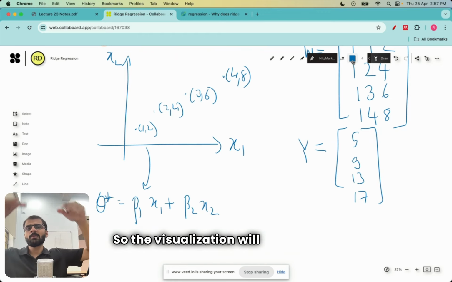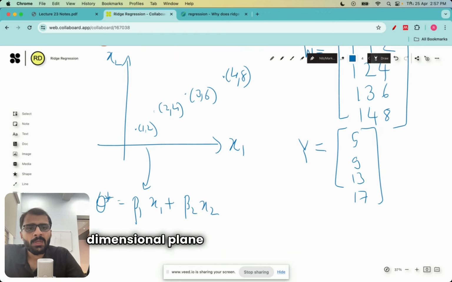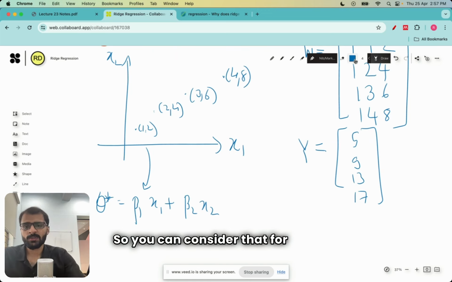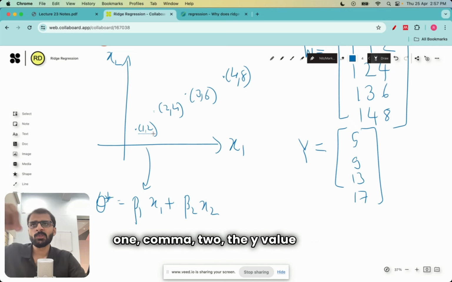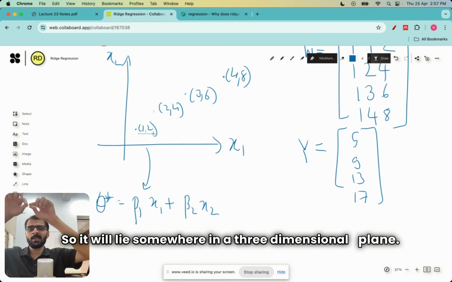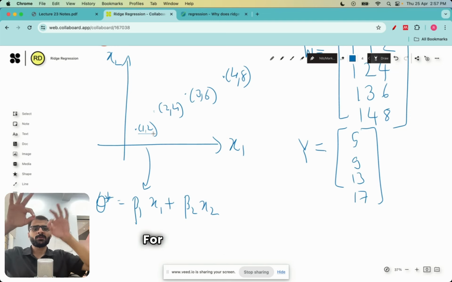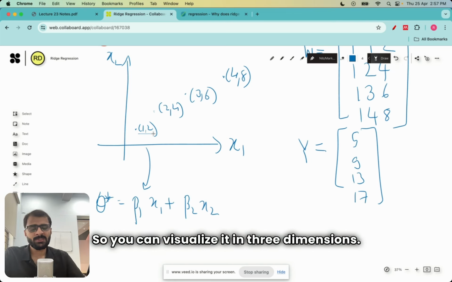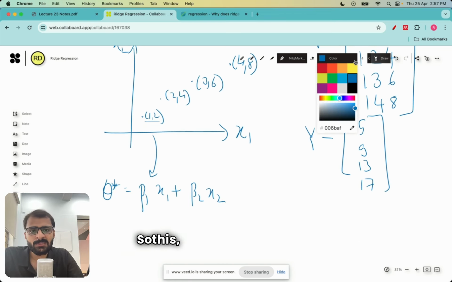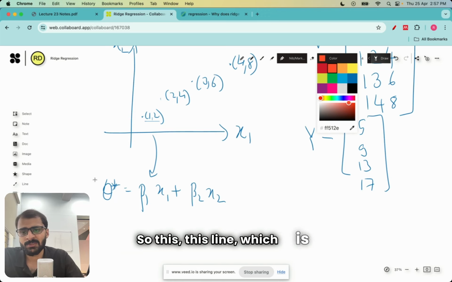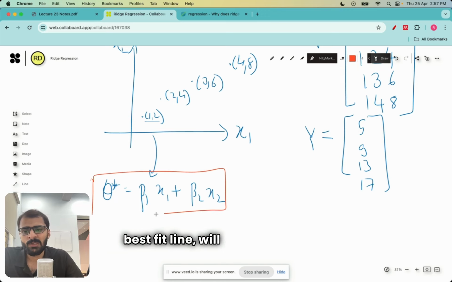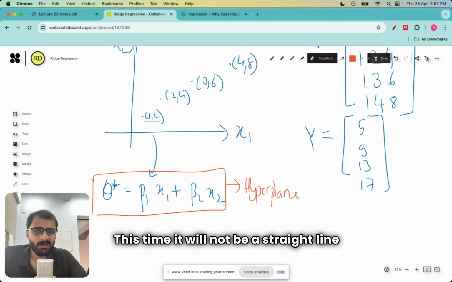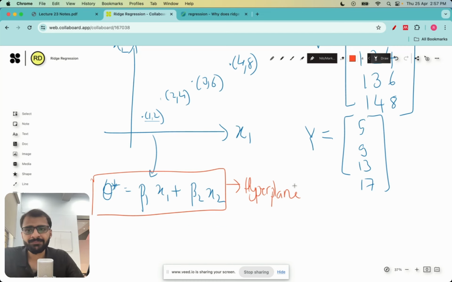So the visualization will be in a three-dimensional plane. Because the y values are, so you can consider that for this x of 1, 2, the y value is 5. So it will lie somewhere in a three-dimensional plane. For 2, 4, it's 9. For 3, 6, it's 13. For 4, 8, it's 17. So you can visualize it in three dimensions. And this line, which is our best fit line, will be a hyperplane this time. It will not be a straight line because it will be fitting in three dimensions.